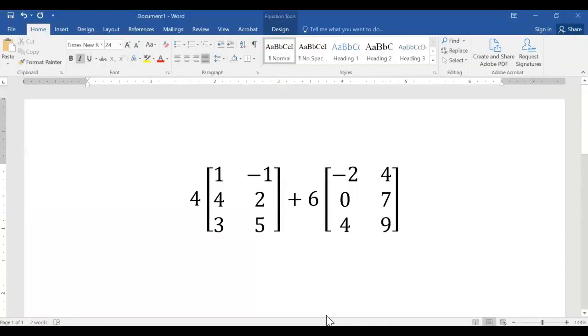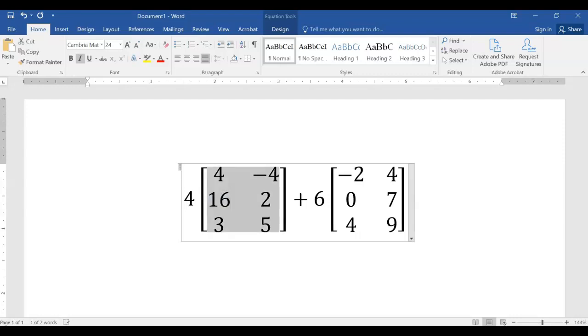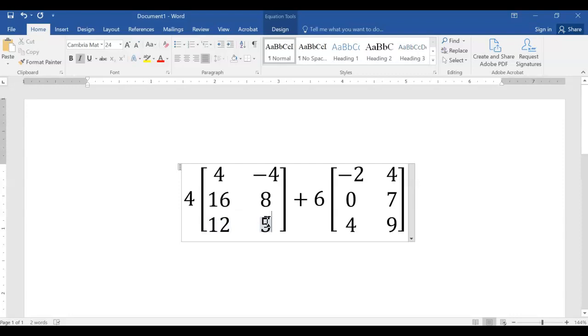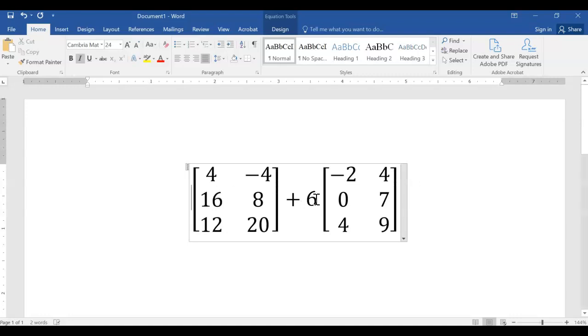by hand. We go 4 times that first matrix, so I multiply each entry by 4. So 4 times 1 is 4, 4 times negative 1 is negative 4, 4 times 4 is 16, 2 times 4 is 8, 4 times 3 becomes 12, 4 times 5 becomes 20. That's what you get when you multiply by 4.